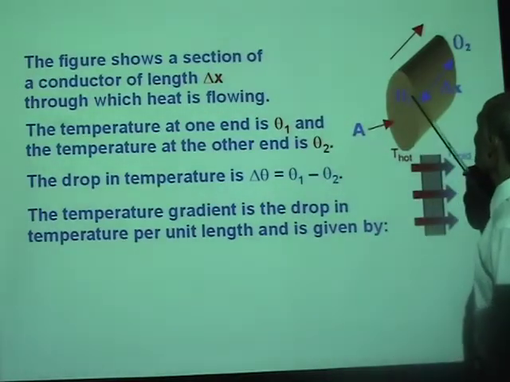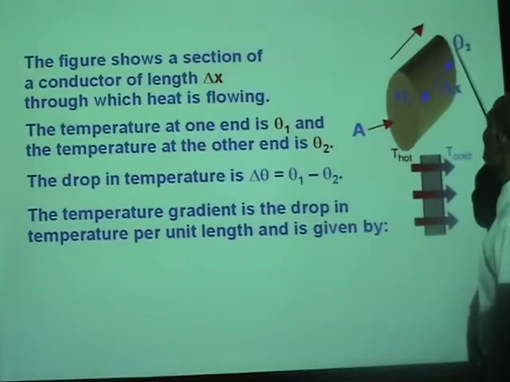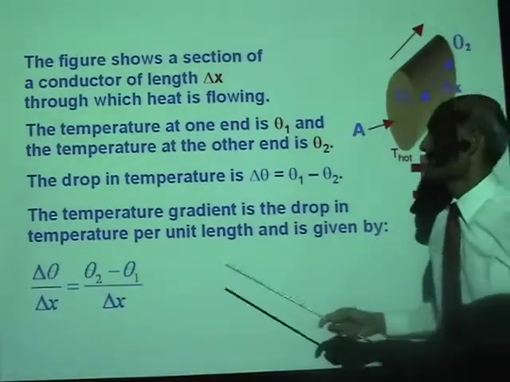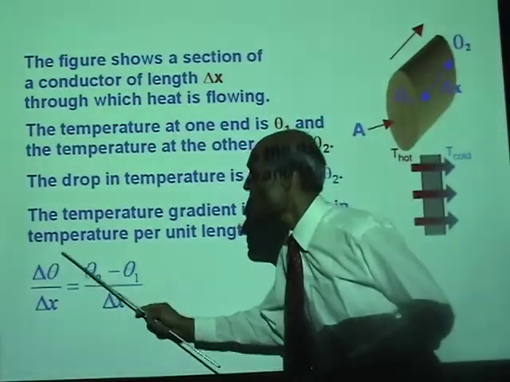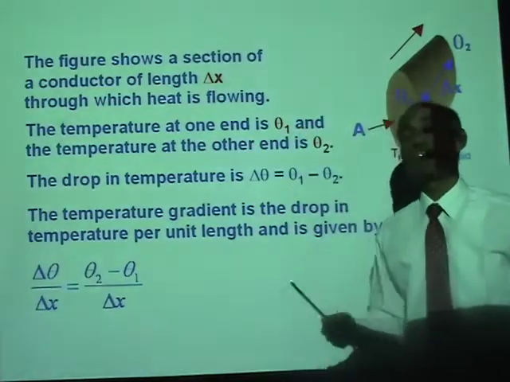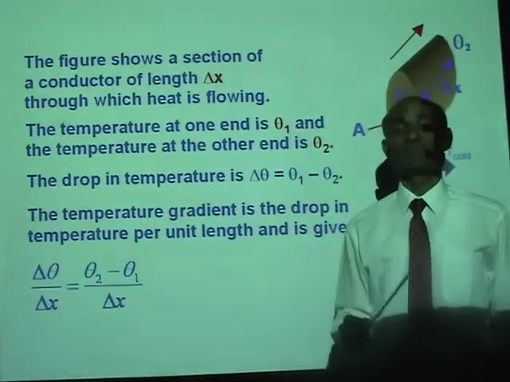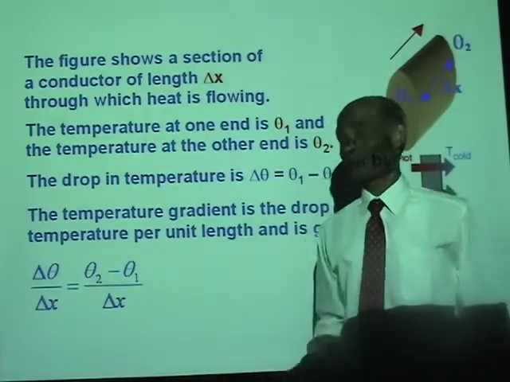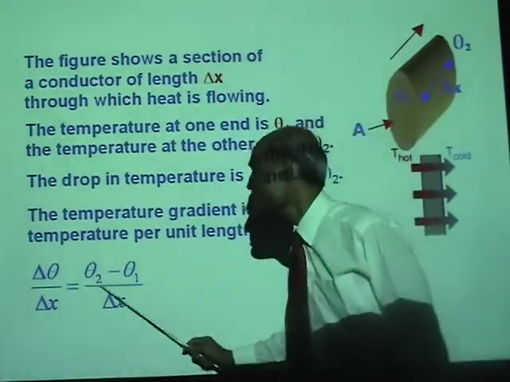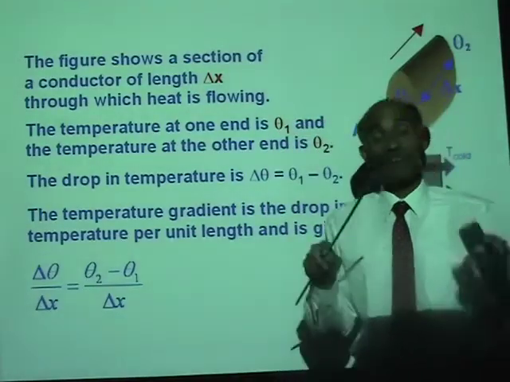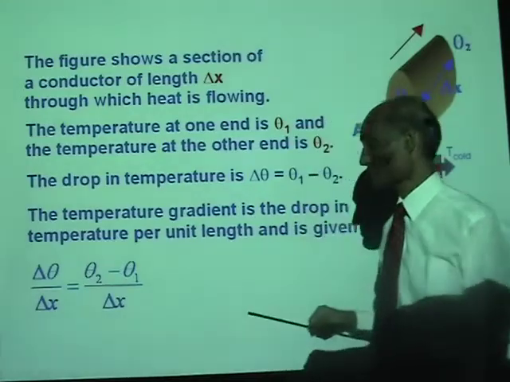The drop in temperature is theta 1 minus theta 2. And the drop happens in a length delta x. Therefore, delta theta divided by delta x is called the temperature gradient, the drop in temperature per unit length. And that is theta 2 minus theta 1 over delta x. And that's a very important concept.